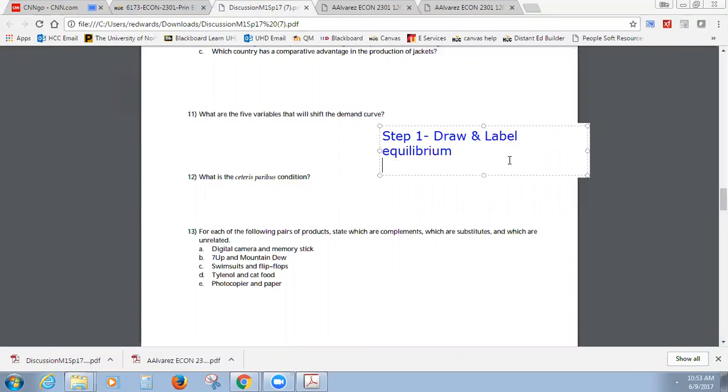All right, step 2, determine whatever the change is. Is it a consumer issue or a producer issue? Right? And you'll know those because we have a list of what the things are that shift the demand curve, as well as what shifts the supply curve. So does it affect demand or supply?